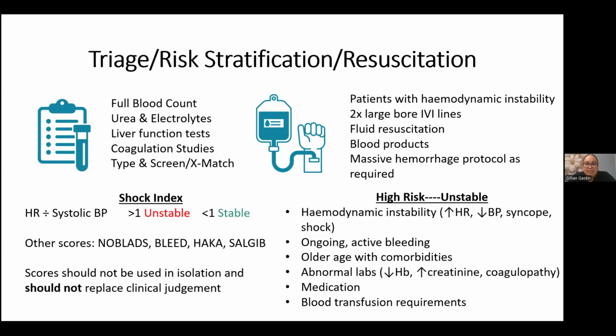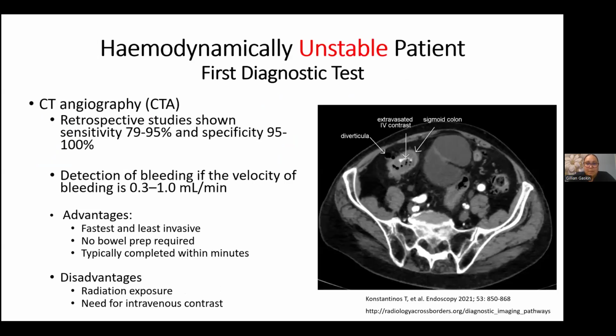So the next step after risk stratification is to localize the source of bleeding. Let's look first at how we do this in the hemodynamically unstable patient. All the guidelines recommend that a CT angiogram should be performed as the first diagnostic test in a patient with hemodynamic instability. CT angiography provides the fastest and least invasive means to localize the site of blood loss before planning any further therapy. It requires no bowel prep and is typically completed in minutes.